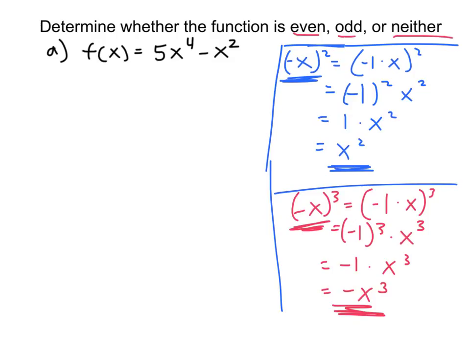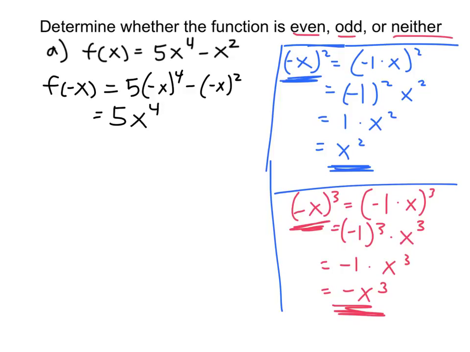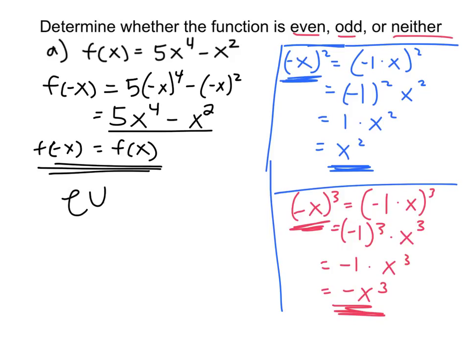So let's go ahead and get started with this first example. Determine whether it's odd, even, or neither. What you do is you just plug in negative x. So we'll have negative x to the fourth minus negative x squared. These are even powers, so negative x to the fourth is the same as x to the fourth, and negative x squared is the same thing as x squared. So this is exactly the same as f of x. So f of negative x is the same as f of x, so that is an even function.